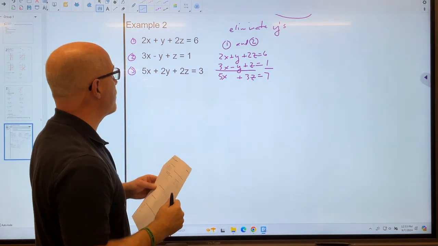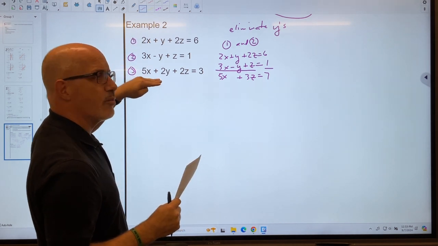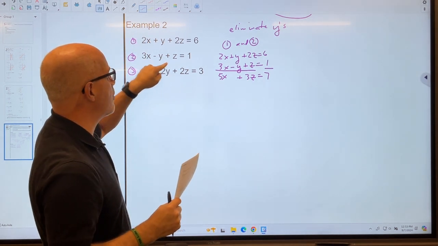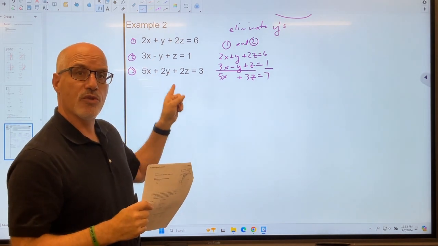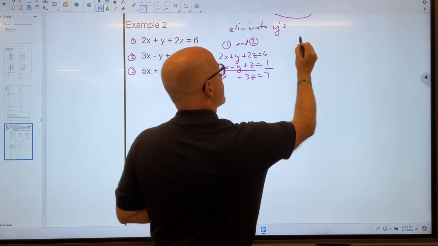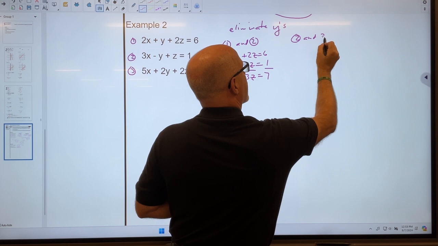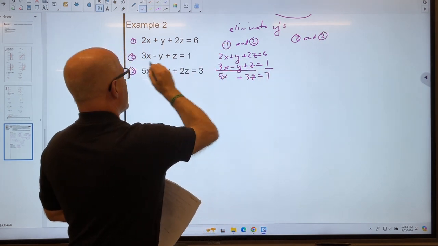Let's go ahead and do another pair. I've got to pair up to get rid of y's, and I've got to include this third one. I'm going to use the second equation, because if I multiply it by 2, then the y's will be eliminated. So I'm going to use 2 and 3. So let's list out 2.